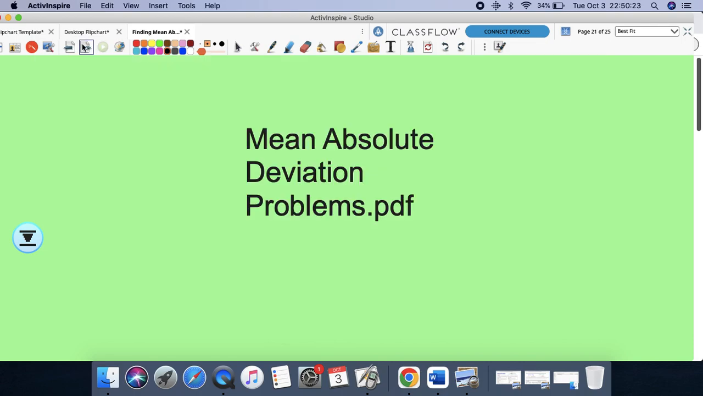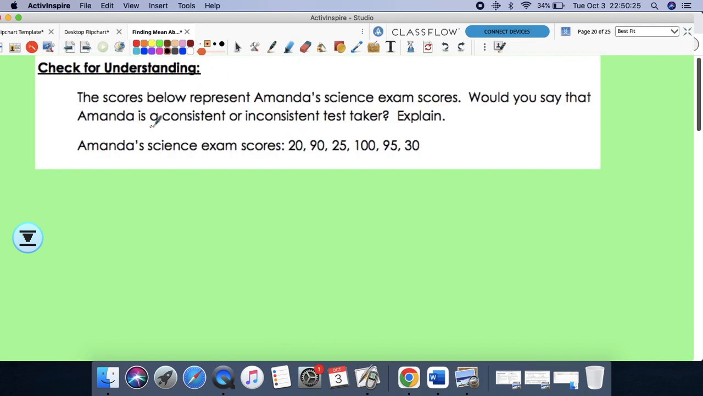So we'll do one more. Again, this says, the scores below represent Amanda's science test scores. Would you say she's a consistent or inconsistent test taker? So does she always get the same grade, or does she sometimes get a lot of different grades? Well, we can see that she's not consistent. So I'm going to write not consistent.